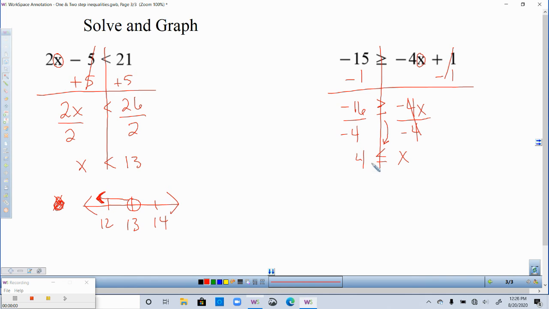All right, so we've already flipped this once, but now we got another issue. The x is on the wrong side. I need the x to be over here. So we have to flip the x and the 4, and if I flip these two, I have to flip the symbol. So this is going to flip back to a greater than symbol. So that is when it kind of gets confusing.